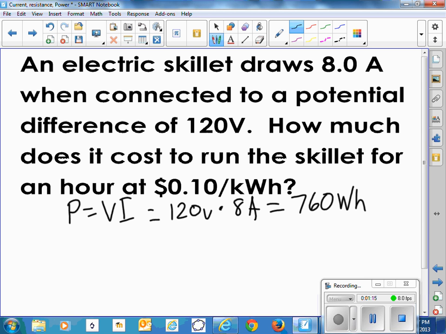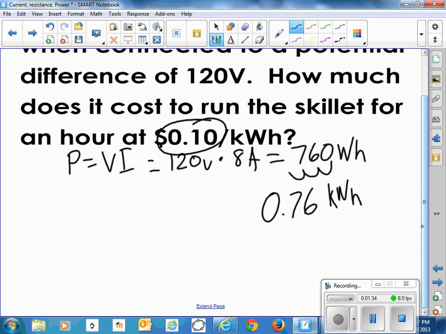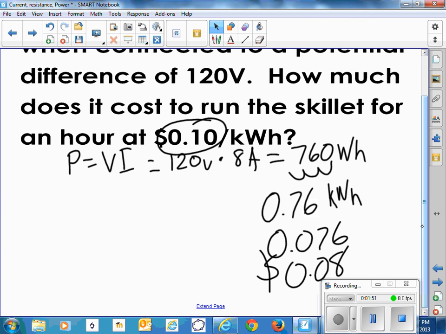So kilowatt hours, well, kilowatt means 1,000, so I move the decimal 3 places. So that's 0.76 kilowatt hours. Multiply that by a tenth of a dollar, 10 cents per 1,000 watt hours. That tells me 0.076 or about 8 cents to run a skillet for an hour. So that seems cheap compared to going out and having someone cook for you.